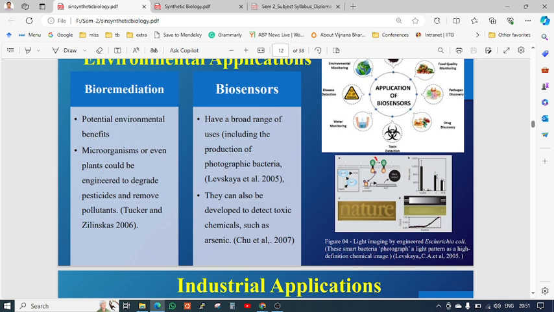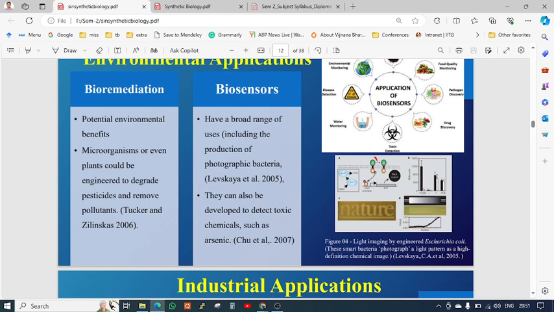Microorganisms, and even plants, are also engineered to degrade pesticides and remove pollutants. So chemicals, pesticides, fertilizers, which are toxic chemicals, can also be degraded by microorganisms developed by synthetic biology. Biosensors have a large number of uses, including production of photographic bacteria. They can also be developed to detect toxic chemicals such as arsenic, because sensor means they are going to indicate something.